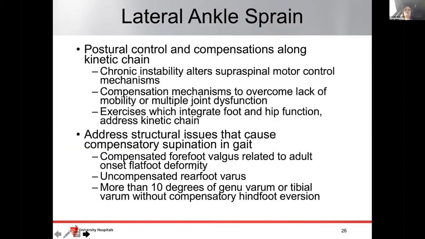And so postural control is really important. And actually, people who have chronic ankle sprains do lose some of that supraspinal motor control. And so they develop these mechanisms of compensation that have to be reversed. So you really have to integrate the foot and ankle with the hip and core musculature to really address that. And then if they have structural abnormalities that need to be corrected to get the foot in a better position, we can certainly do that with orthotics.